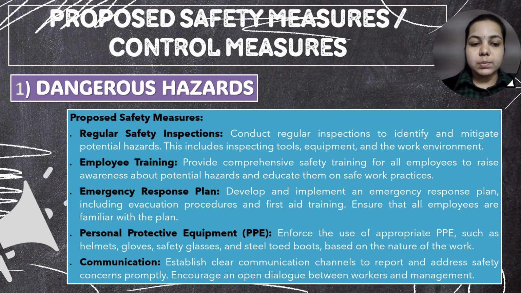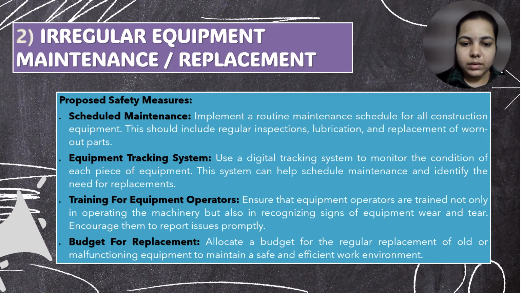The fourth point is personal protective equipment. Enforce the use of appropriate PPE such as helmets, gloves, safety glasses, and steel-toed boots based on the nature of the work. The last point is communication. Establish clear communication channel to report and address safety concerns promptly. Encourage an open dialogue between workers and management.